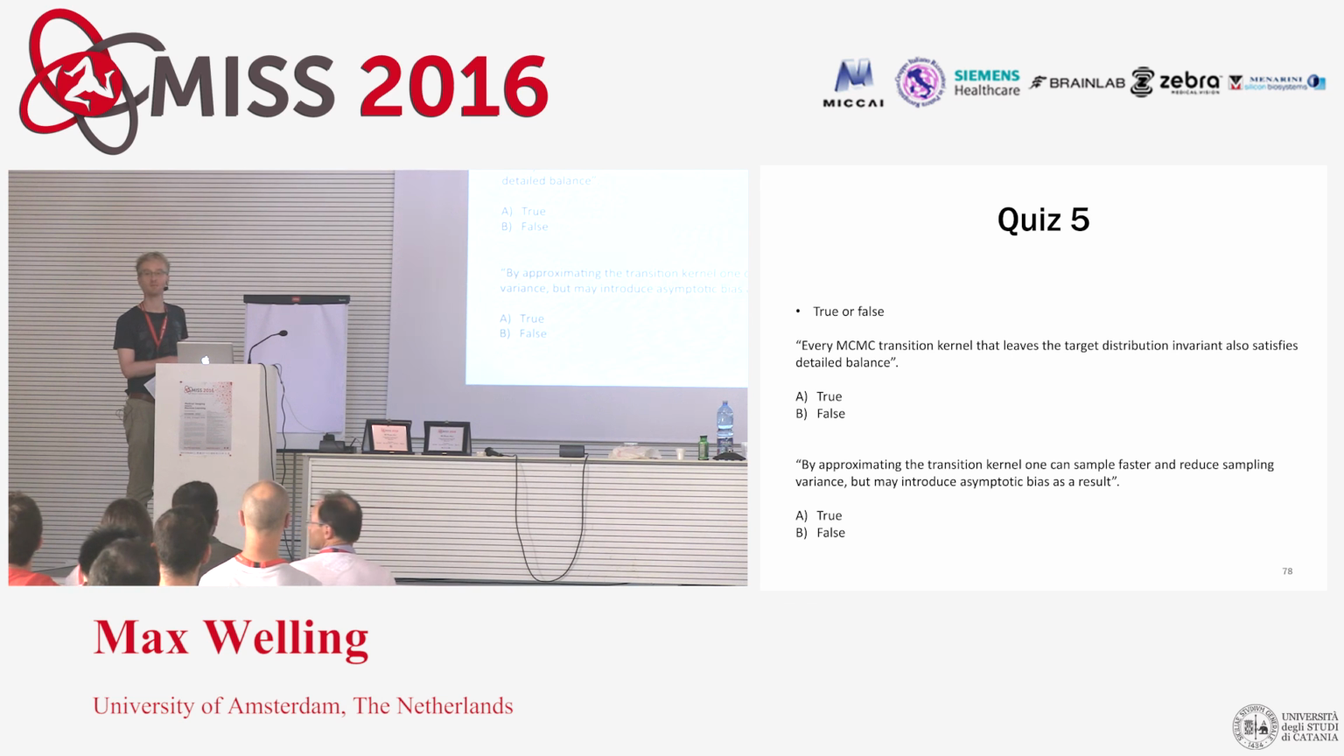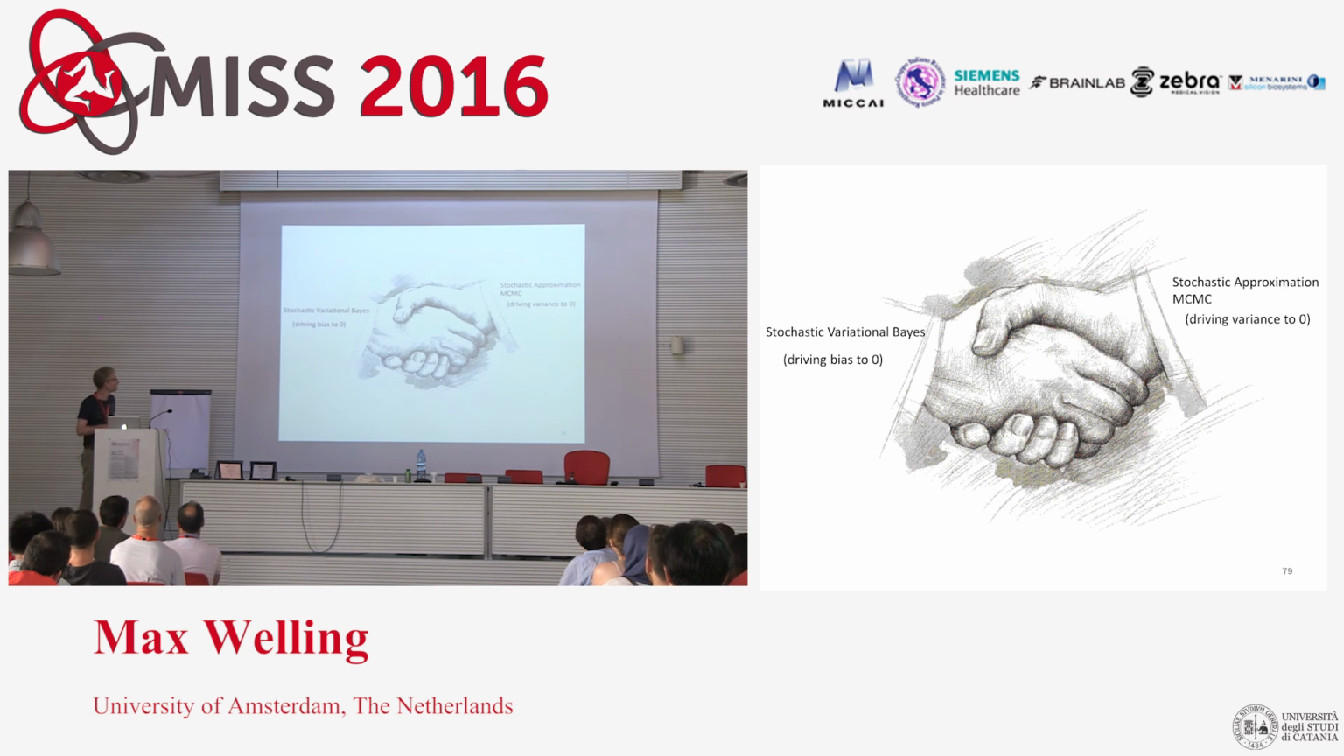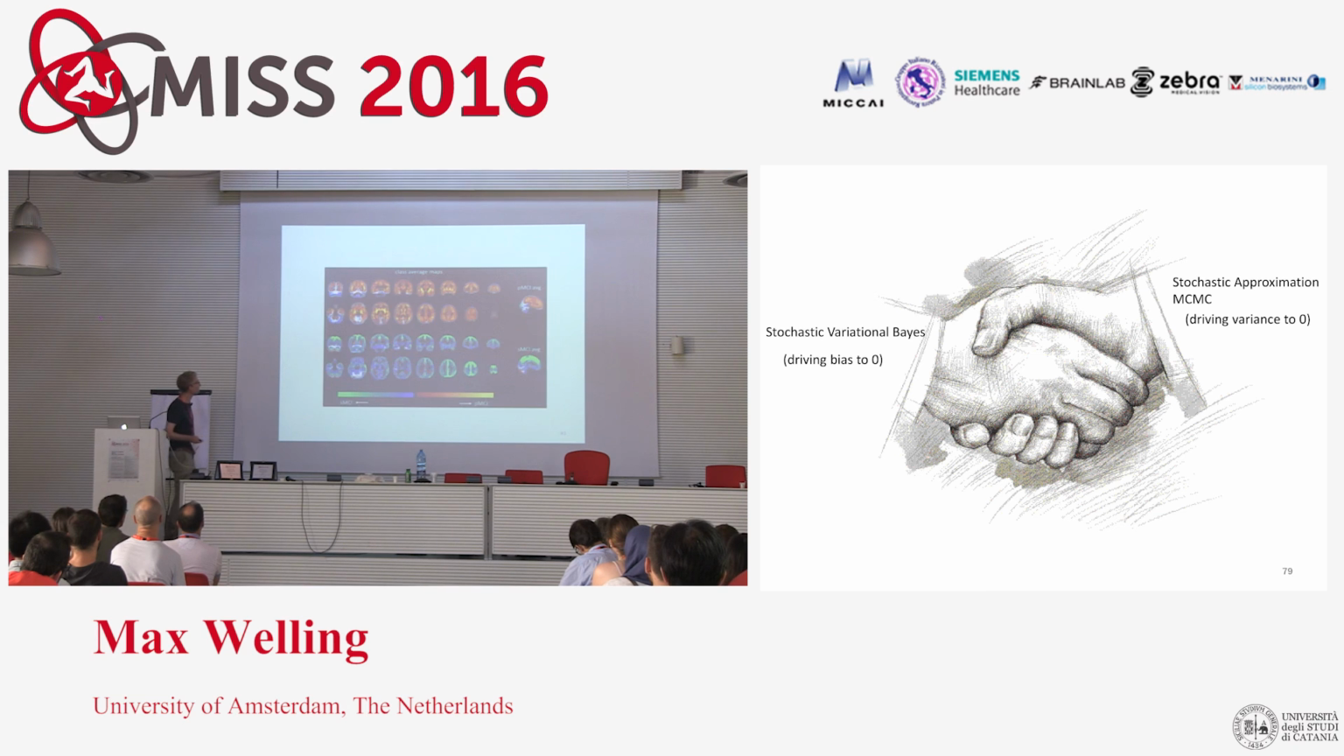Okay, now we do this one then. By approximating the transition kernel, one can sample faster and reduce sampling variance, but may introduce asymptotic bias as a result. A, true. Okay, A is true, correct. So I think we have 3 winners. Okay, so this we covered.